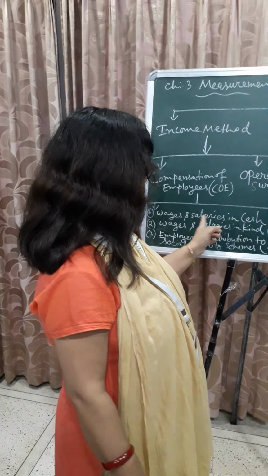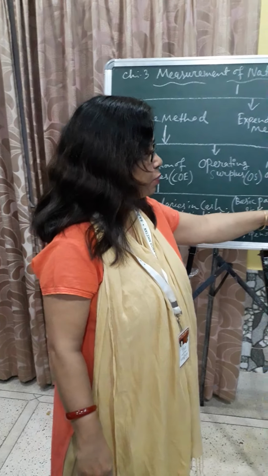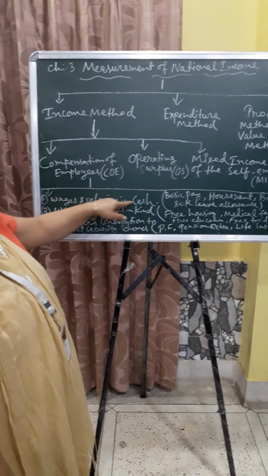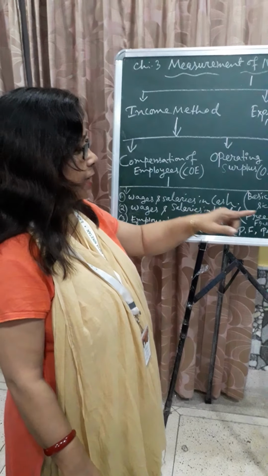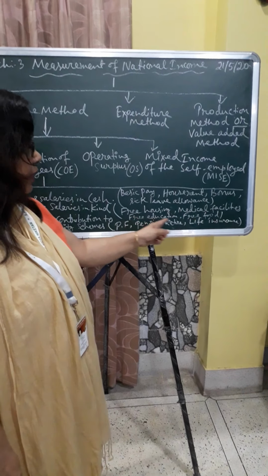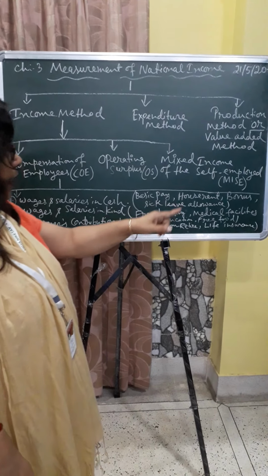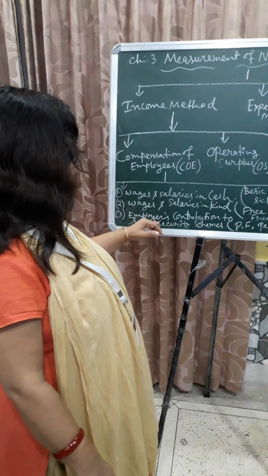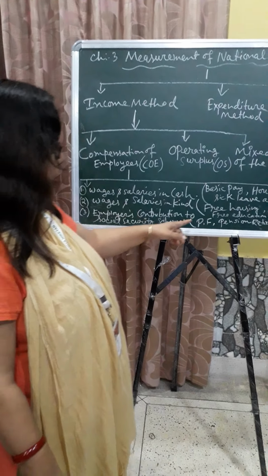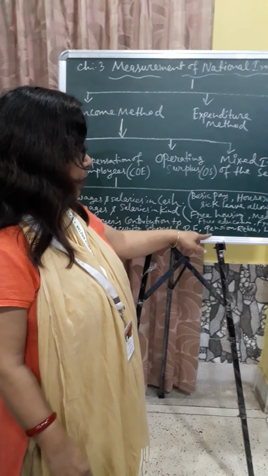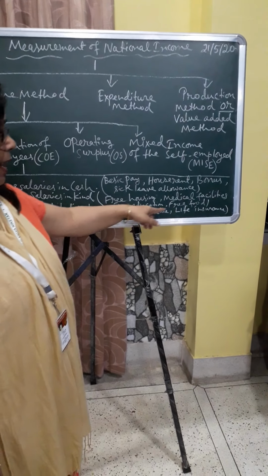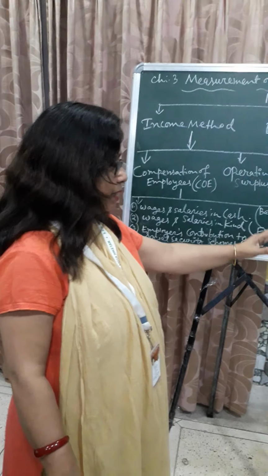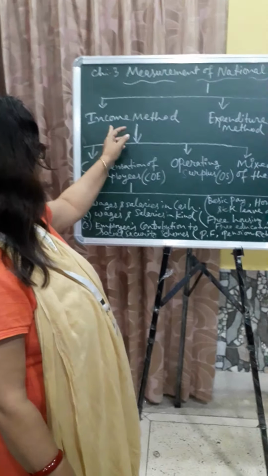Wages and salaries in cash means basic pay, house rent, bonus, sick leave allowances. Wages and salaries in kind include free housing, medical facilities, free education, free food. And the third point, employers' contribution to social security: PF, meaning provident fund, pension after retirement, and life insurance. So these are the parts of the income method.